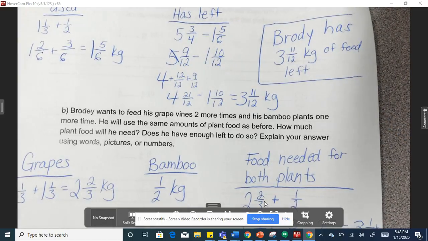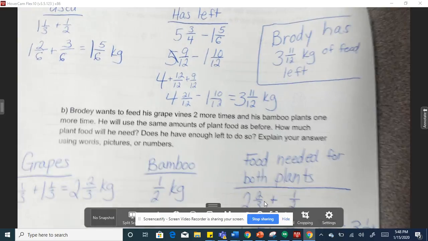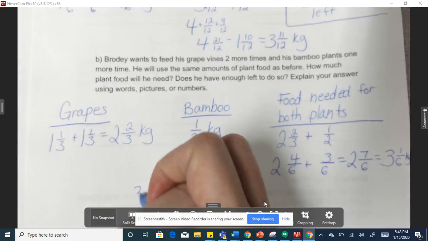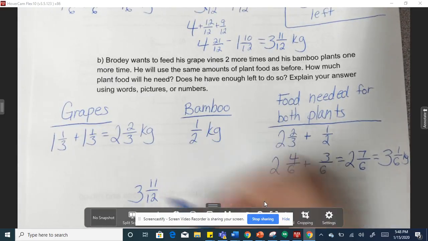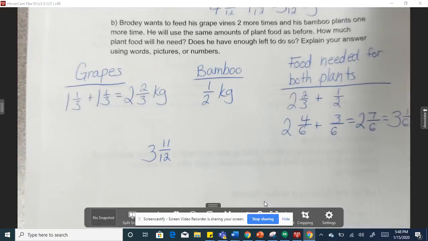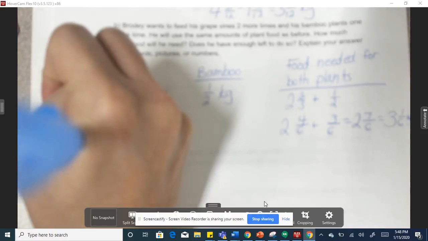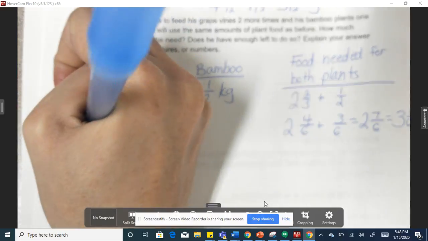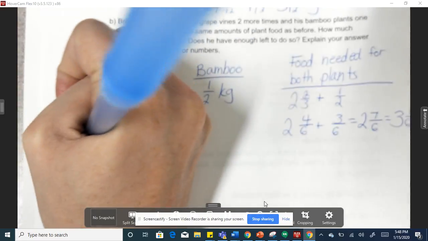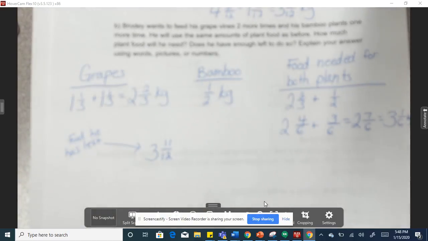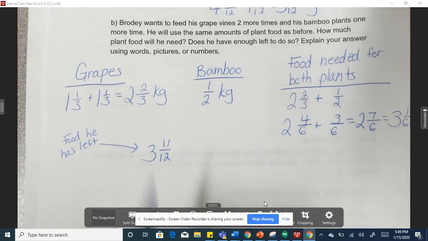He has 3 11/12 kilograms of food left. So I know he has 3 11/12 kilograms of food left. And I'm going to label that as food he has left. Okay. So he has 3 11/12 of food left. There we go. And we're comparing this to the 3 1/6, but you know what?